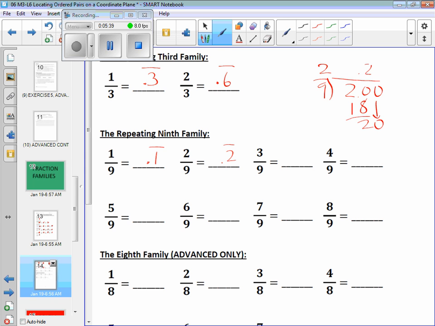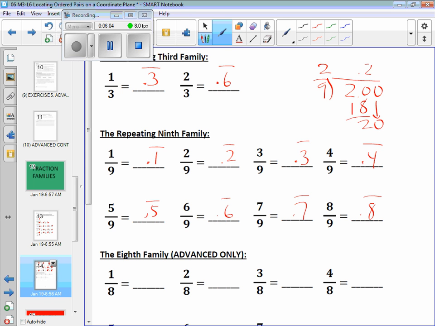Well, look, 3 ninths reduces to 1/3, which is 0.3 repeating. So now you see the pattern. So 4 ninths is 0.4 repeating. 6 ninths reduces to 2/3. It's an equivalent fraction. So they're both 0.6 repeating. That's cool.